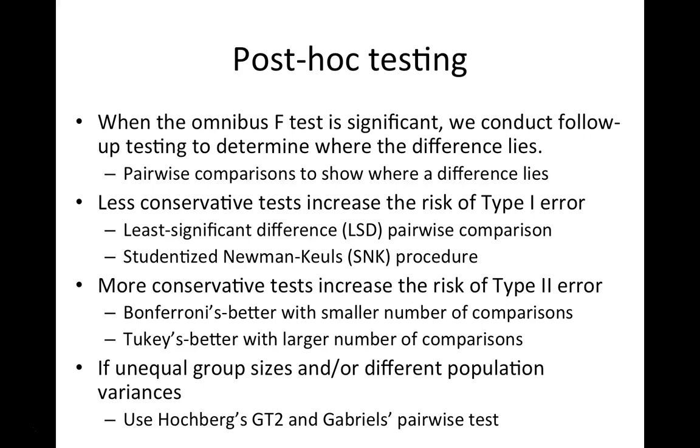And I think your book gives some examples of other kinds of ANOVAs that you can use if some of these assumptions are violated. We won't talk a ton about those here though.